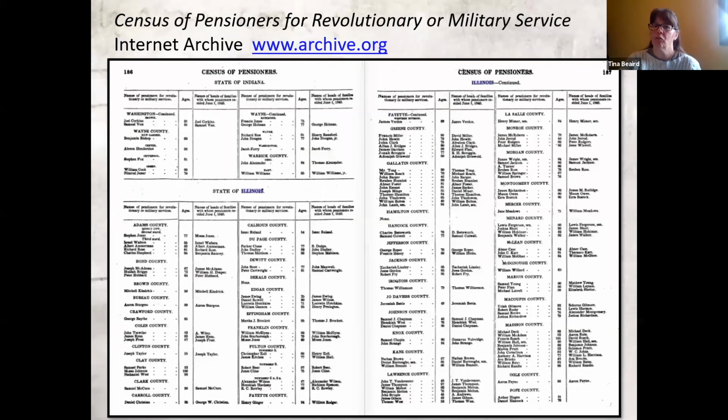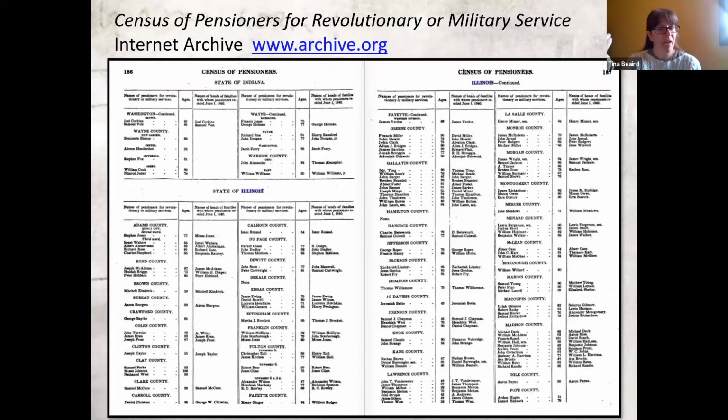I was talking about those pensioners that were done in the 1810s and 1840s. These are available through Internet Archive. You can download these whole series of books. So you can see, for Adams County, Illinois didn't exist, obviously, during the Revolutionary War. These are done by state. So where they are living in 1818, where they are living in 1840 is where you're going to find them.